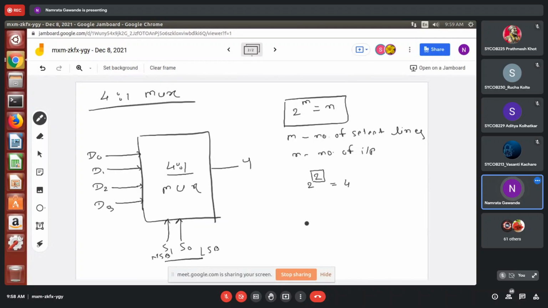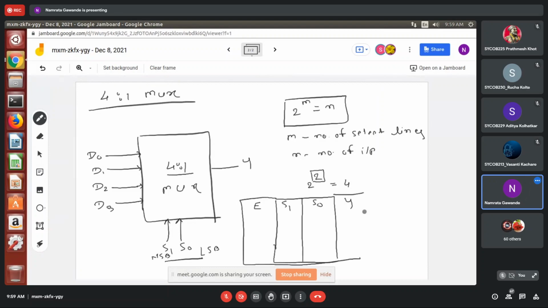Now if I write the truth table, which is also given just for understanding purpose for the 8:1 mux, later on you can do this part. I'm just going to write it now for the 4:1 mux. How can you write it? S1 and S0 are the 2 inputs, Y is the output and E is the enable. Now when this enable is active, only then the mux circuit will work, right?